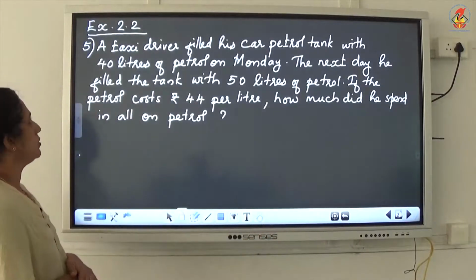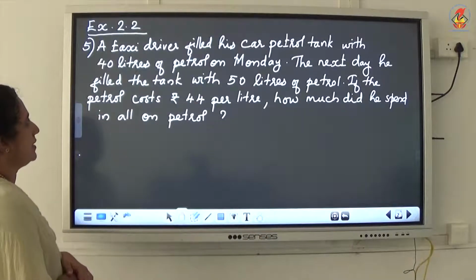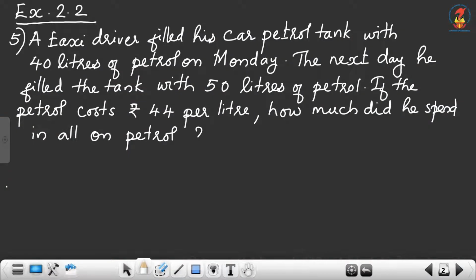Exercise 2.2, question number 5. A taxi driver filled his car petrol tank with 40 liters of petrol on Monday. The next day, he filled the tank with 50 liters of petrol. If the petrol cost rupees 44 per liter, how much did he spend in all on petrol?